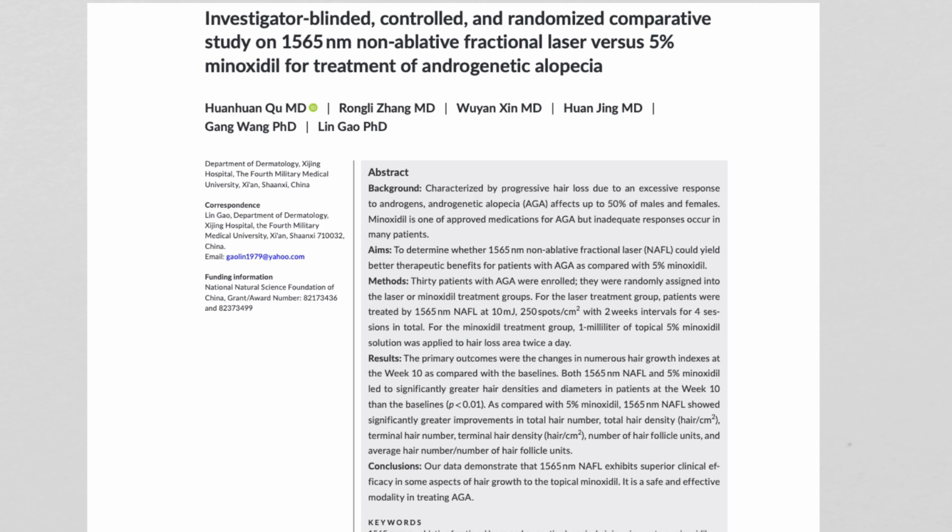Okay, last thing I wanted to do, because we talked about it a little bit, is the effectiveness of using light, specifically infrared light, for androgenic alopecia, which is, again, just fancy speak for male pattern hair loss. And so what they did is they were comparing 1565, which is just a very specific wavelength of infrared light. They were using laser therapy to deliver that particular wavelength of light to the scalp, and compared it to minoxidil for treatment.